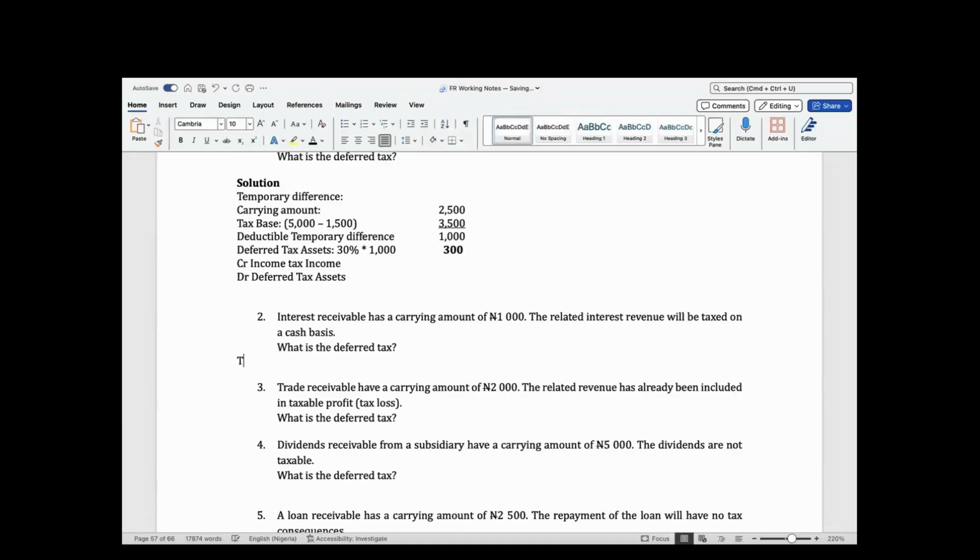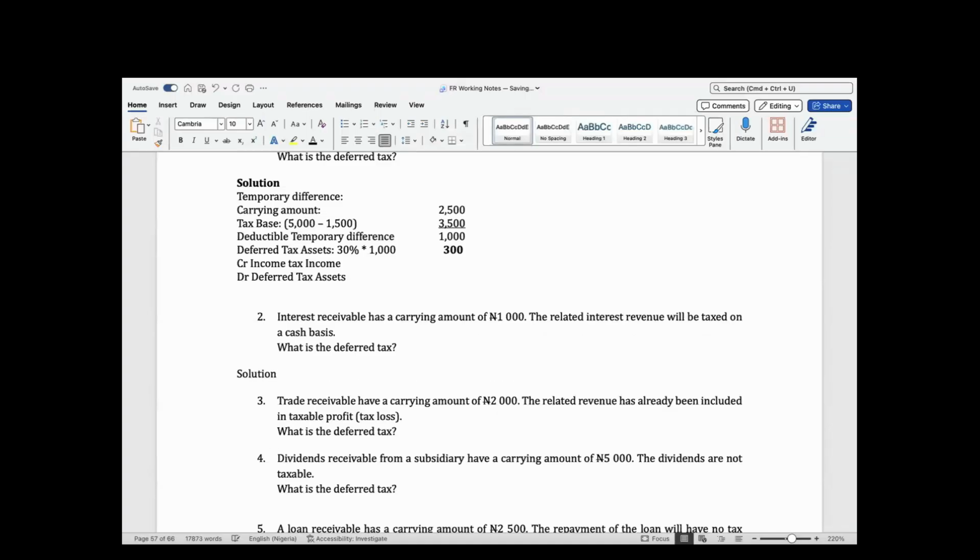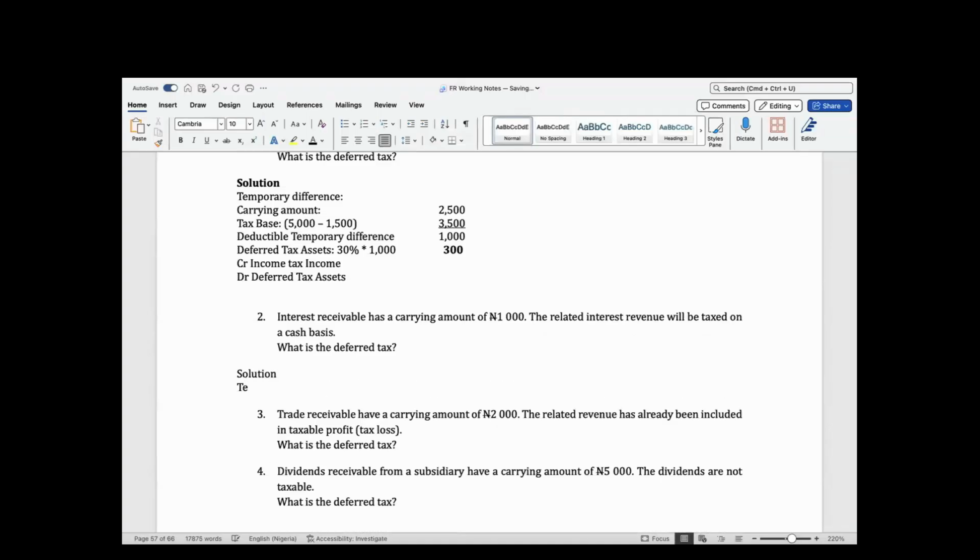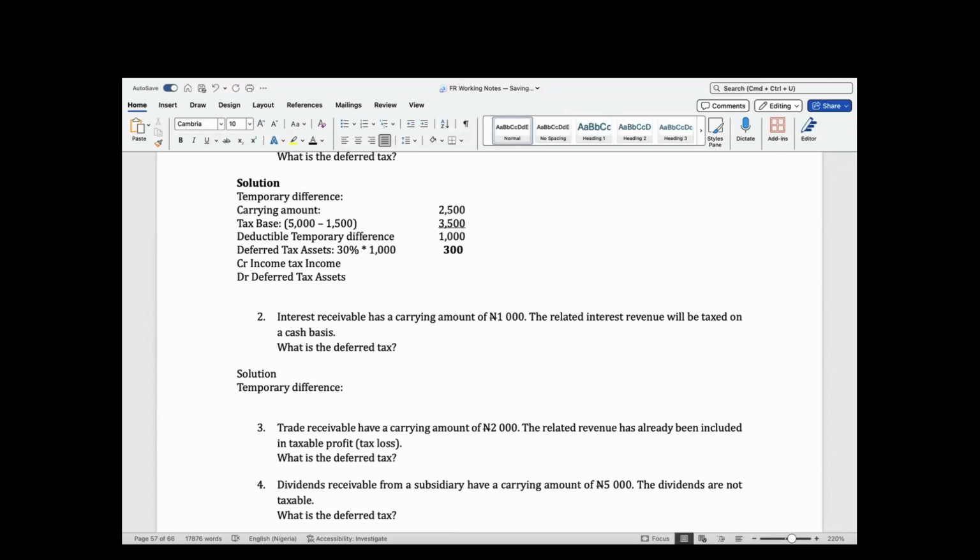Now, again, we need to compute the deferred tax. First, we need to ask ourselves, what is the temporary difference? So the temporary difference is the carrying amount, which we have been given as 1,000, and the tax base, which is what the taxman is capturing.